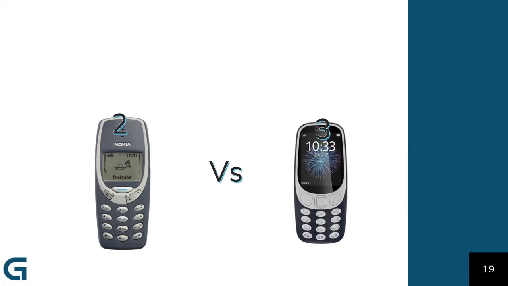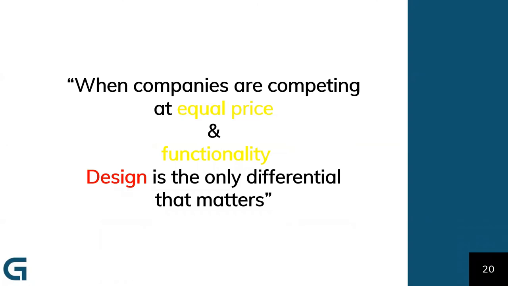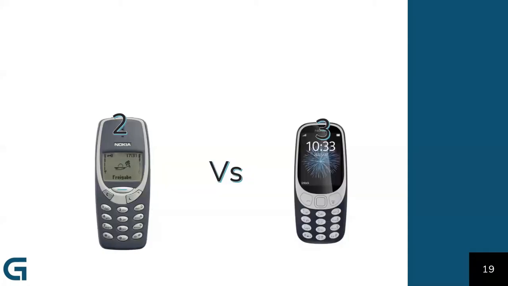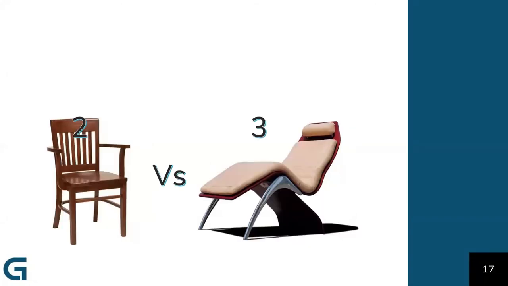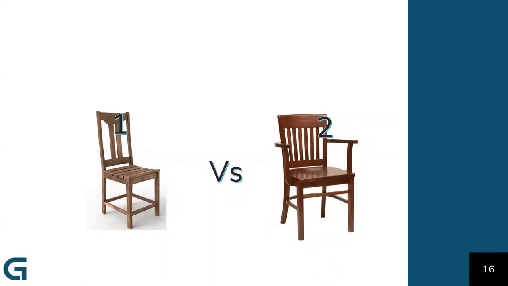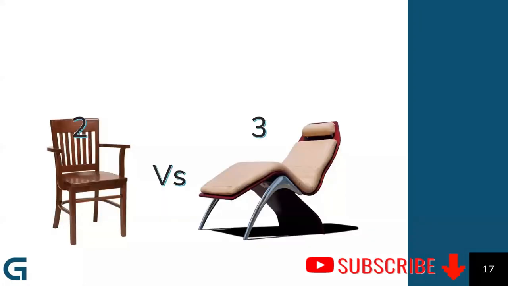There are some terminologies called ergonomics and aesthetics. These are very important when we are talking about industrial design. When companies are competing at equal price and functionality, design is the only differentiator that matters. When we are designing a product, we can't only focus on its purpose, but also on how it will look and how it will make it easy for the user to use it. When it is look-wise, it is called aesthetics. When we make it comfortable, like adding an armrest and giving some support, that becomes the ergonomics part. This is very important when we are talking about design.